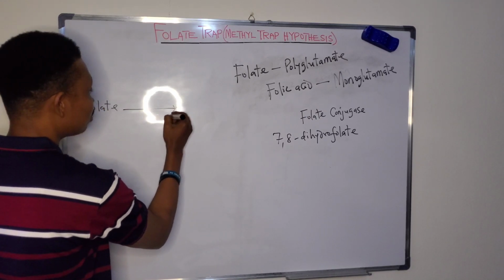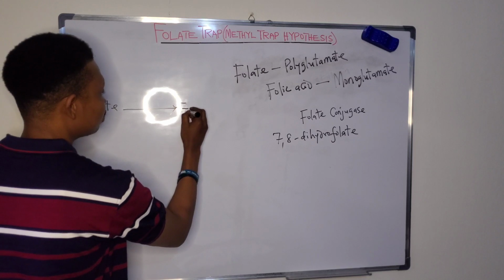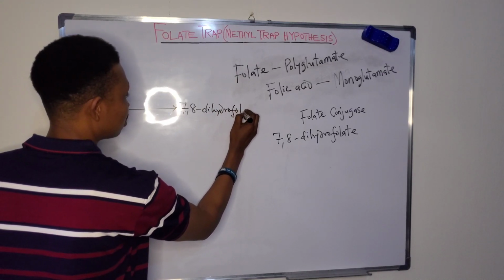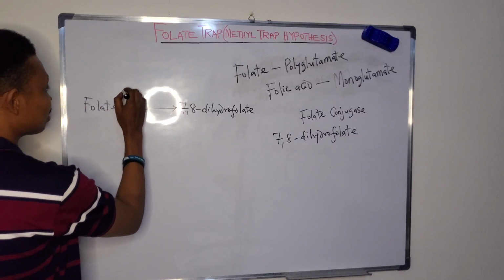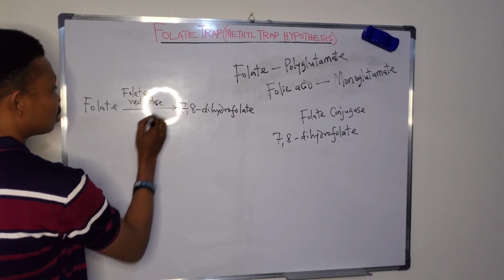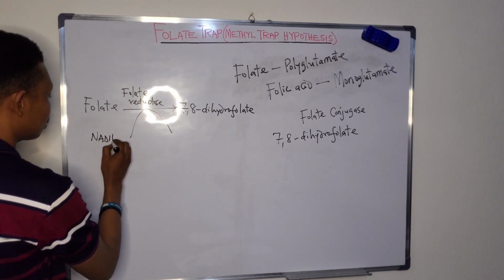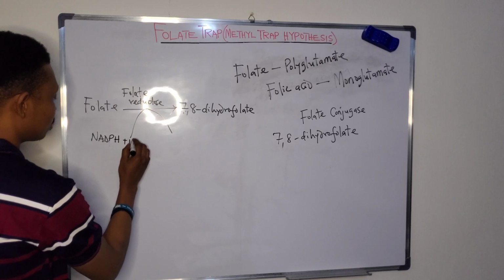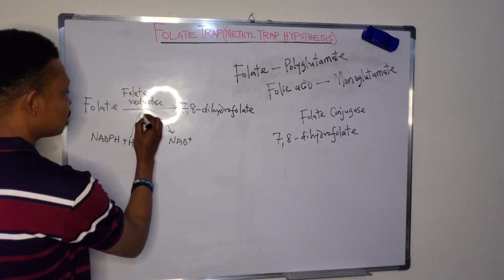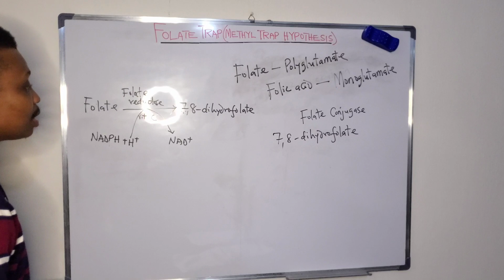So folate will give rise to 7,8 dihydrofolate, and then this will be catalyzed by folate reductase, then give rise to this, in the presence of vitamin C. So folate will undergo this process to form 7,8 dihydrofolate.